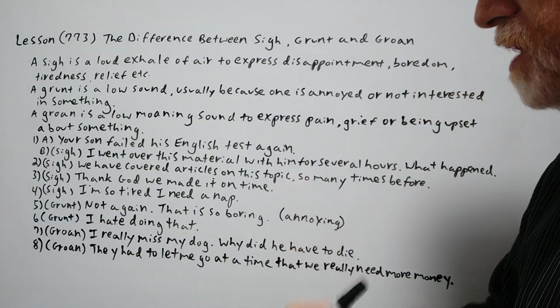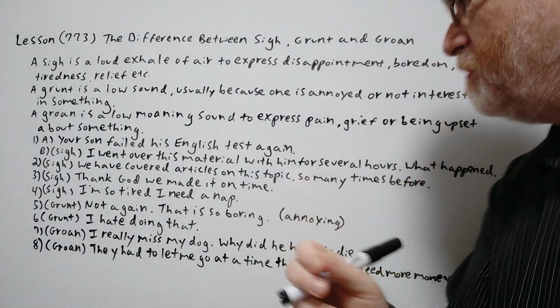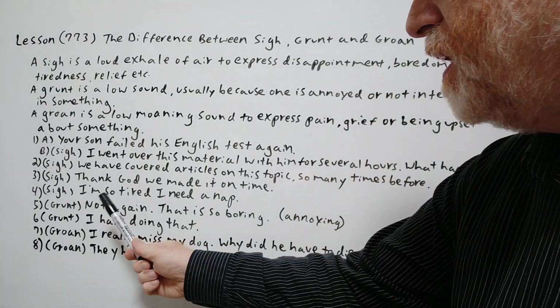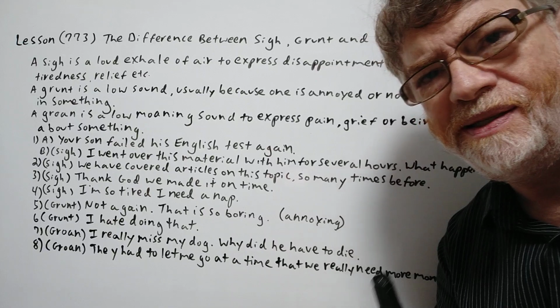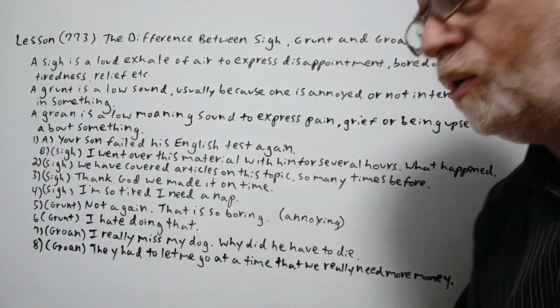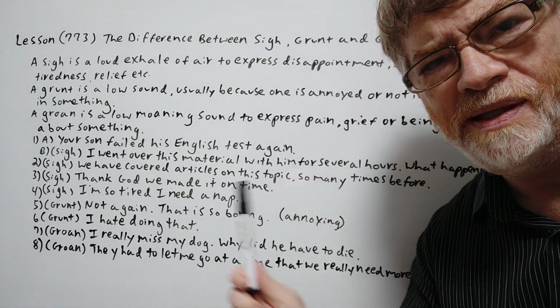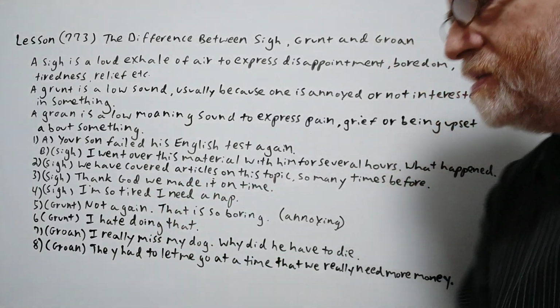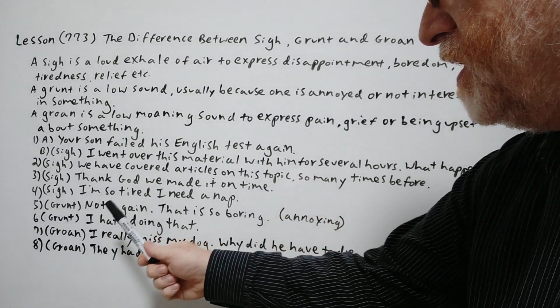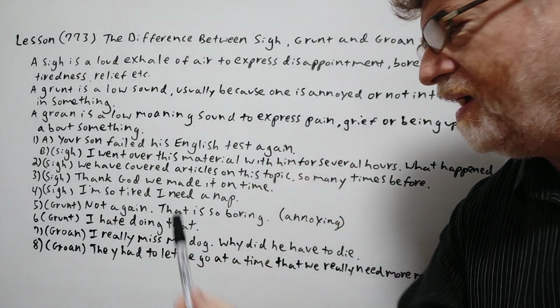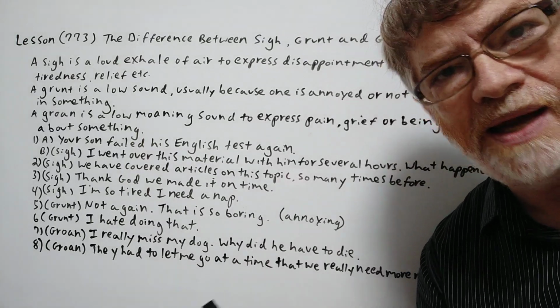Number 5, grunt. All right, now grunts tend to be short, especially annoyed. Could be a little crossover with boredom. So that's why this one's like, not again. That is so boring. It's kind of annoying. There can be several different types of grunts. And number 6, again, not interested in something. I hate doing that. Kind of like that.